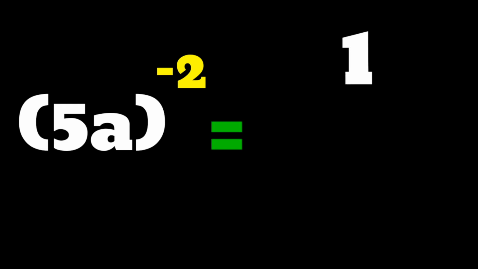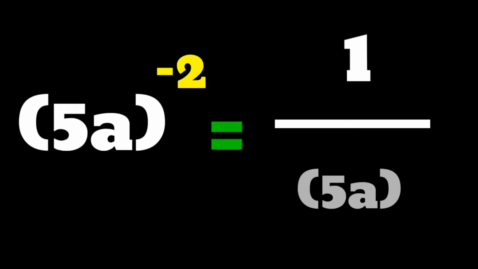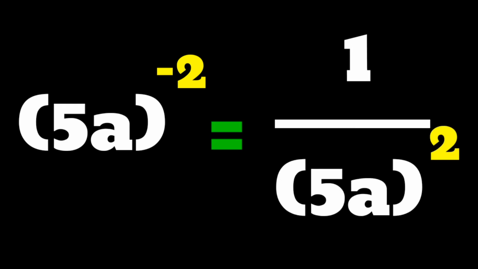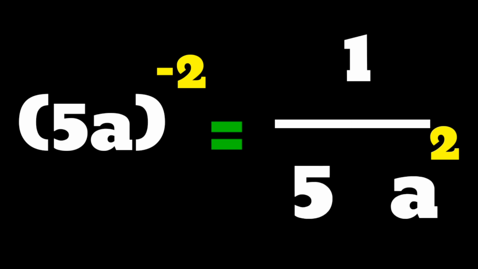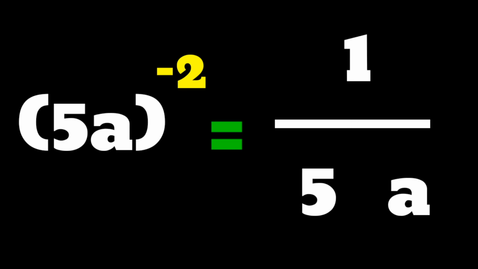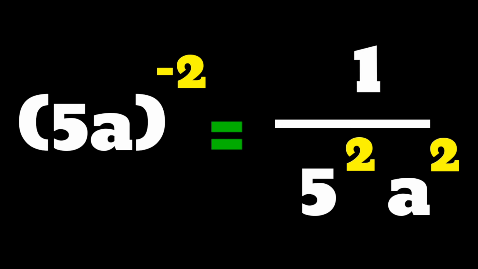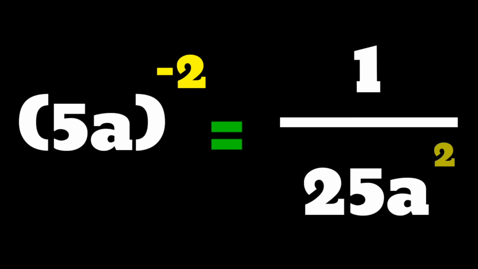The quantity of 5a to the power of negative 2 is just the same as 1 over the quantity of 5a squared. Power of a product rule: raise to each factor of a product. So we have 5 squared a squared. And the final answer is 1 over 25a squared.